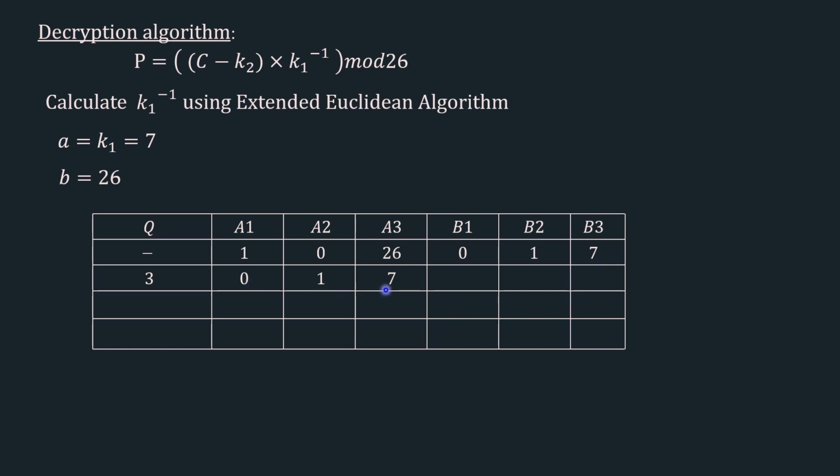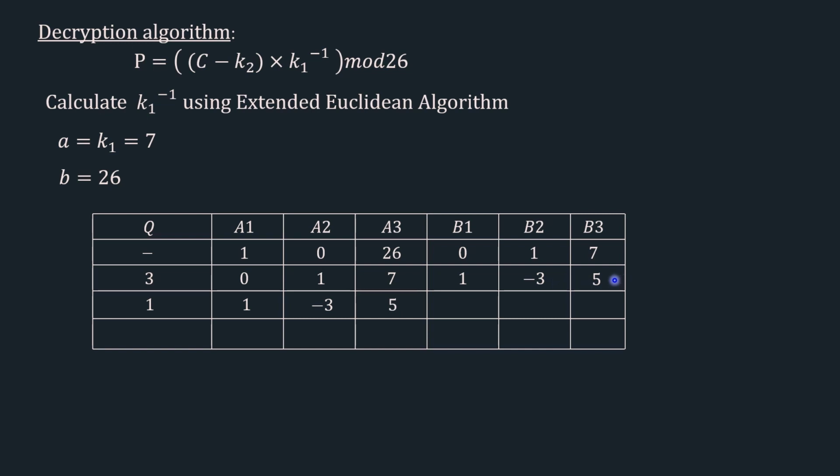Now let's calculate the further values of B. So B1 is 1 minus 3 into 0, which gives us 1. B2 is 0 minus 3 into 1, which gives us minus 3. And B3 is 26 minus 3 into 7, which gives us 5. Let's continue the iteration further. So the next value of Q is floor of 7 by 5. If we divide 7 by 5, we have 1 point something, and then we apply the floor operation, and we have the value as 1. The further values of A are the previous values of B. So A1 is 1, A2 is minus 3, and A3 is 5.